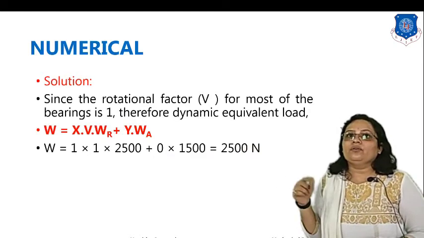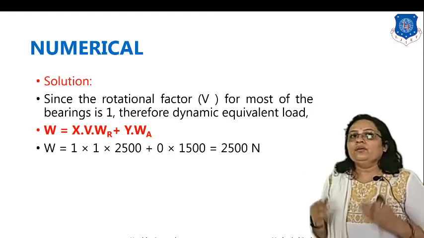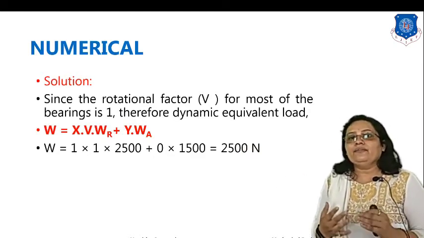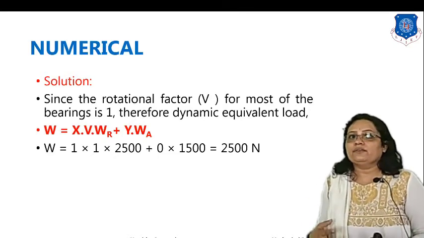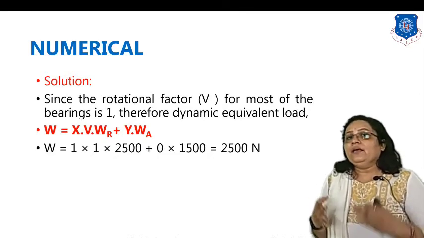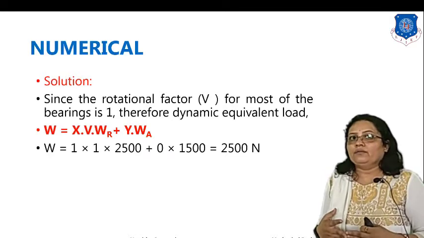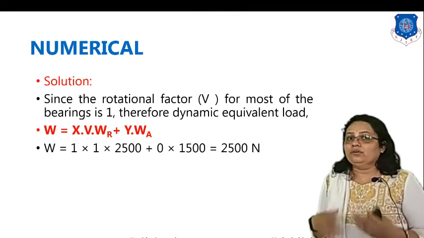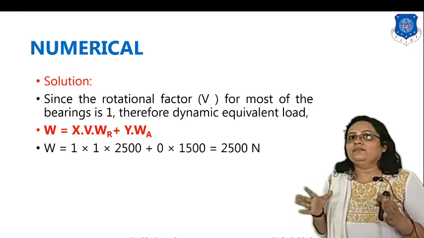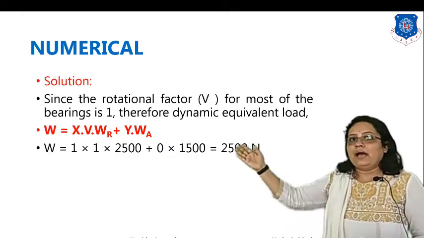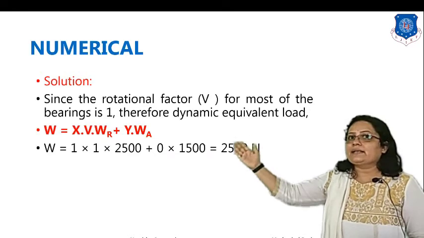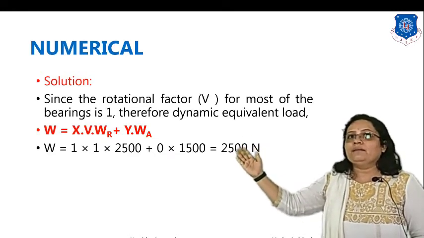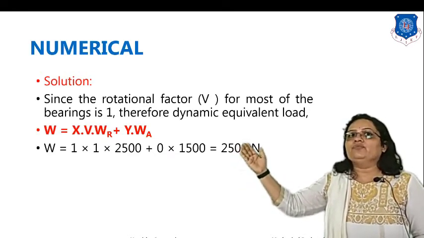So how to take your V? V is here your rotational factor, and if other conditions are not given, then we will consider that V is equal to 1. Okay, so we will take the velocity factor as 1 if not given in the question. So I have taken here V is equal to 1. X is already given. So 1 multiplied by 1 multiplied by 2500.